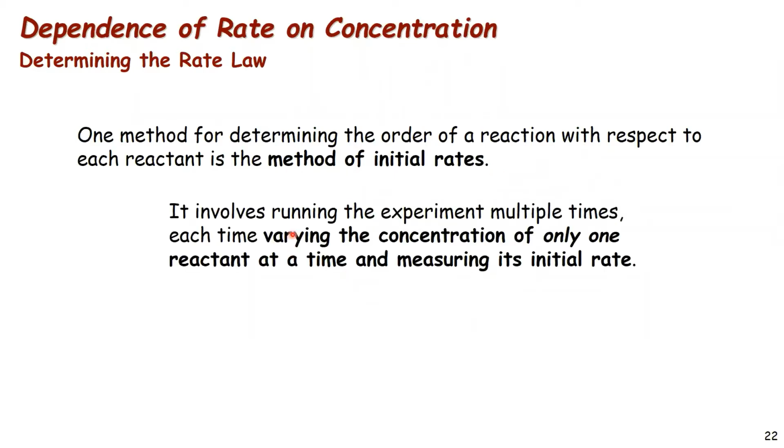Now, basically it involves running the experiment multiple times, and each time varying the concentration of only one reactant at a time. There are more sophisticated methods where you can change the concentration of all the reactants at the same time, but that just requires more complicated math. I'll leave that for any of you who deal with kinetics later on in life. That's actually the better way of doing it because it's faster, okay? It's more difficult, but it's faster.